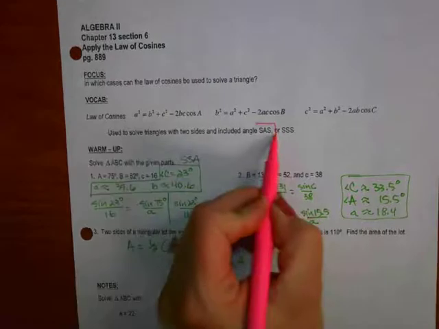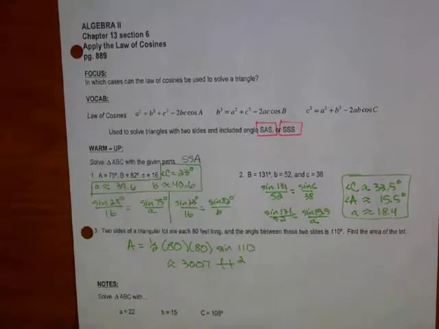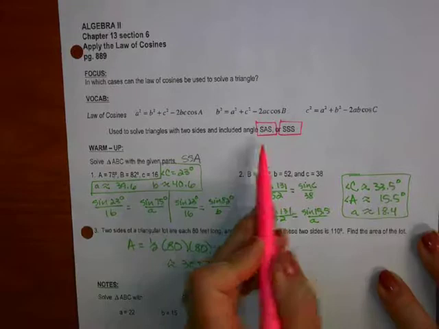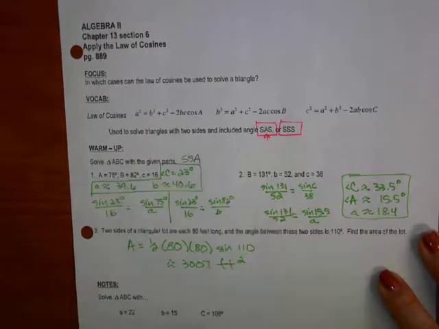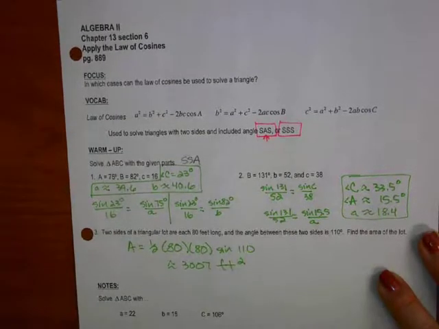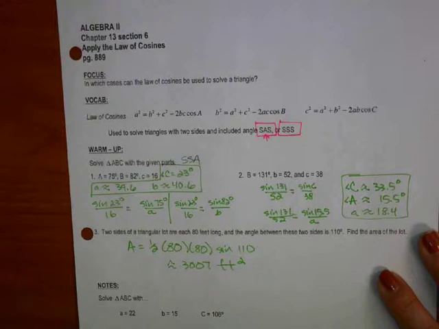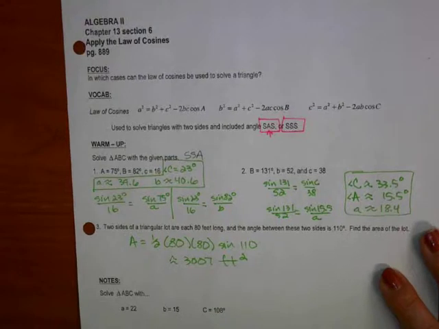When you have SAS or SSS, those two start with S, don't they? Different from the law of sines, when they all start with A, if you look at it backwards for the one. Okay? So if you have these two situations, with the angle in between the two sides or the three sides, then you use the law of cosines to help you solve it. This is when you don't have a right triangle. So that's what we're going to practice today.